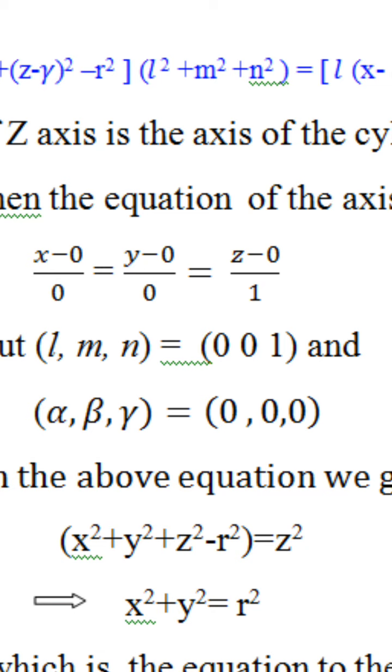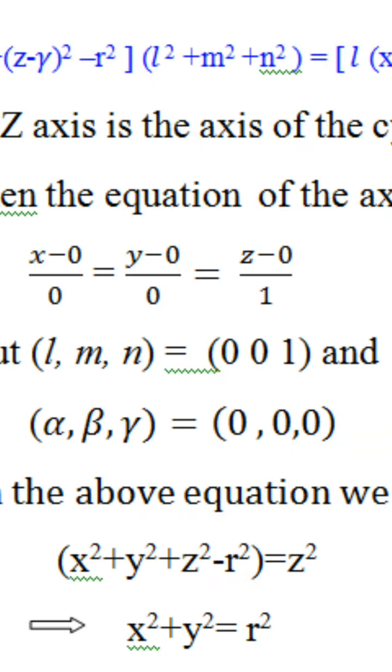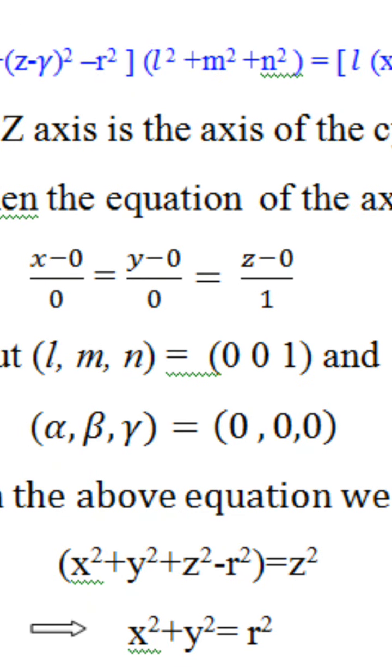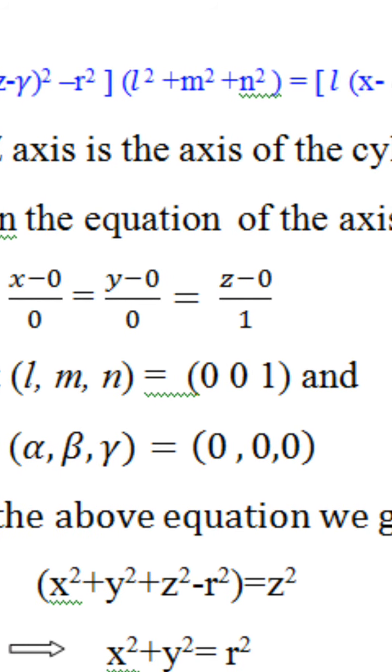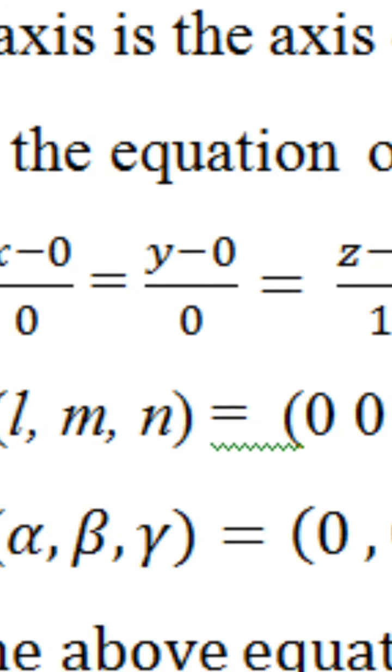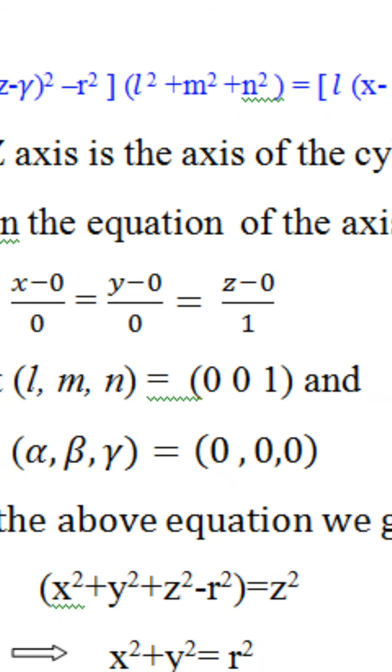We know that the x-axis, y-axis, and z-axis all pass through the origin. So that's why here x1 is 0, y1 is 0, z1 is also 0. That is x minus 0, y minus 0, z minus 0, right? Next, we need to write the DRs in the denominators. So what are the DRs of the z-axis? 0, 0, 1. I think you have remembered the DRs of the x-axis: 1, 0, 0, and for the y-axis 0, 1, 0.